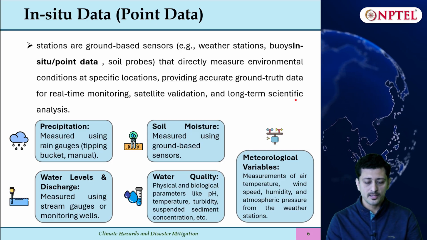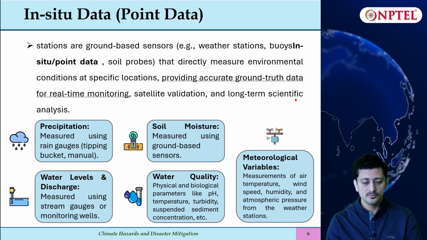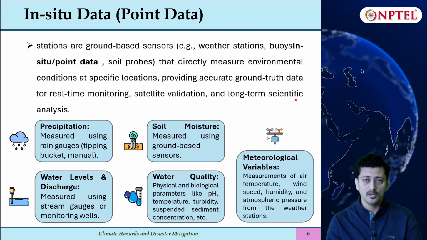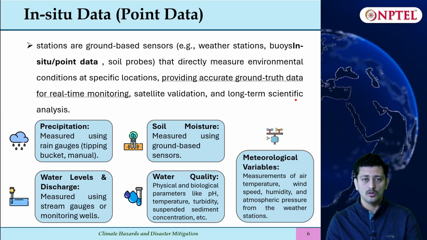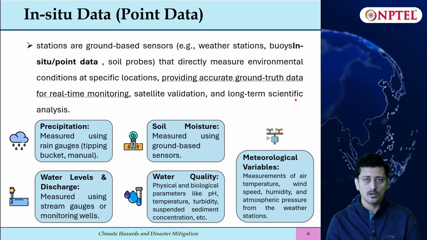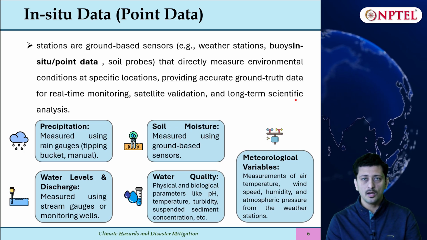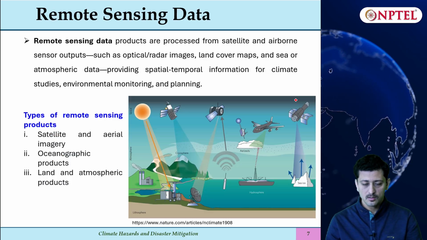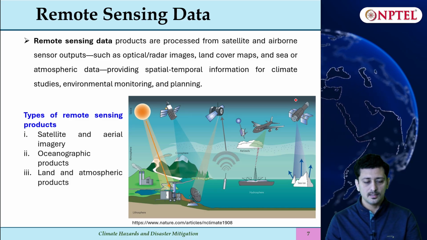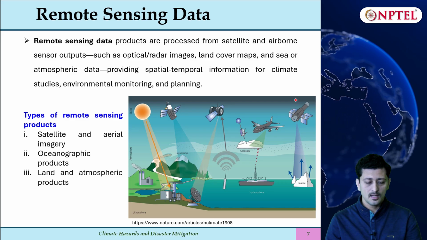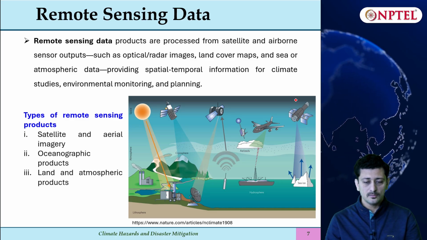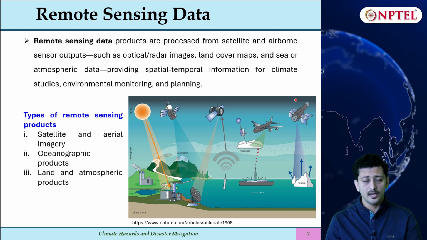So we have rain gauges for precipitation measurement, then ground-based sensors for soil moisture. We can use monitoring wells or stream gauges, or even nowadays sensors and photogrammetry, that is image analysis, for water level measurement, then water quality and other meteorological variables. For remote sensing data, you can get either satellite imagery or aerial imagery, then you can have oceanographic information, then you can get land and atmospheric products.